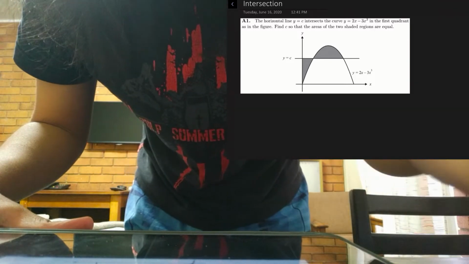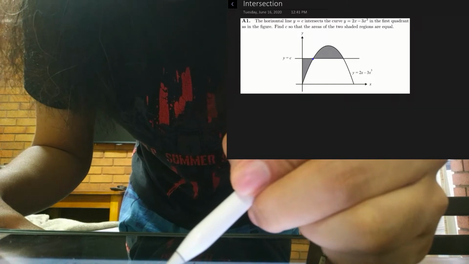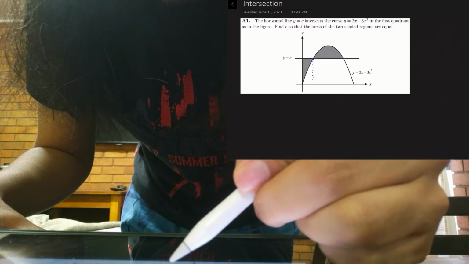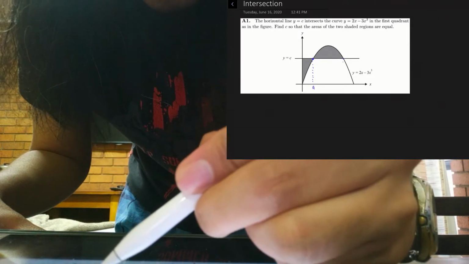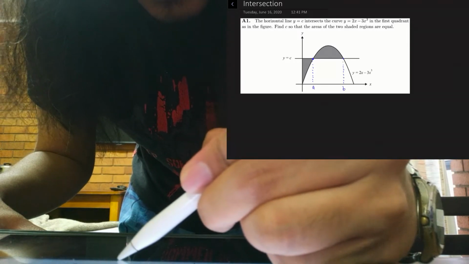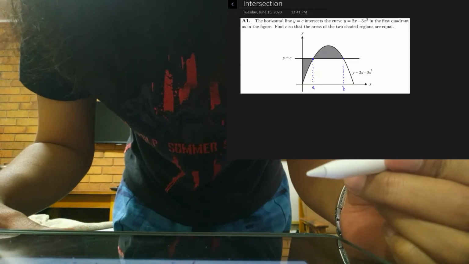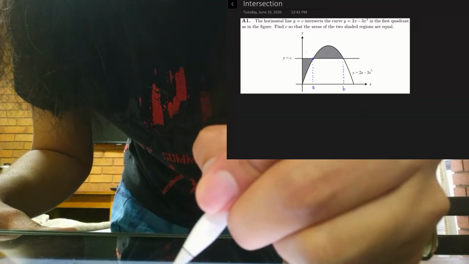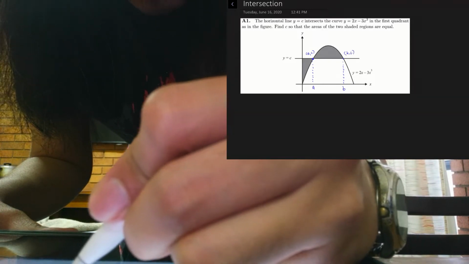Okay, so what I'm thinking is to start this, let's call this point where the line first intersects the curve, let's label that as a, and then where it intersects it again, right here, let's call that x equals b. So this point has the coordinates (a, c), and this point has the coordinates (b, c).